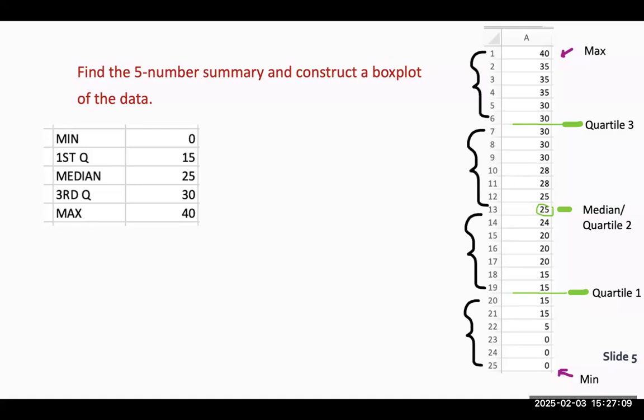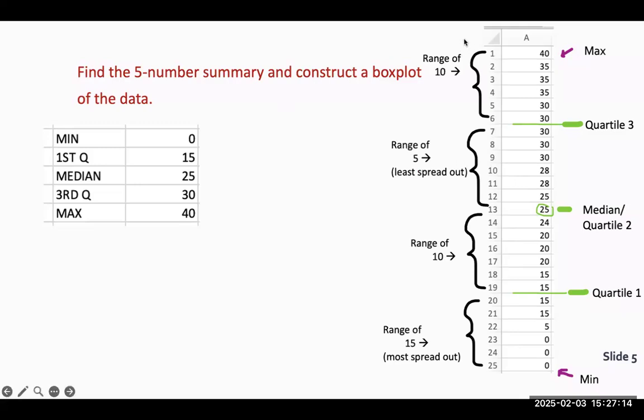Now let's talk about how the data is spread in between the quartiles. So look at the top, between quartile 3 and the maximum value. Notice that quartile 3 is the number 30, and the maximum is 40. So there's a range of 10 units between quartile 3 and the maximum value. While between the median and quartile 3, the median is 25 and quartile 3 is 30, so there's only a difference of 5 units. So that data is less spread out than the top one.